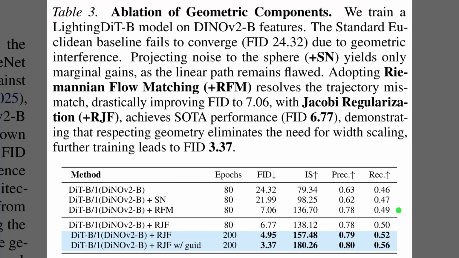Well, Table 3 breaks down exactly which geometric fixes drive those gains through an ablation study. The first two rows show that simply projecting the noise onto the sphere, labeled plus SN, provides only marginal improvement to roughly 22 because the interpolated path still cuts through the manifold interior. The massive jump appears in the third row, where Riemannian flow matching properly curves the trajectory, slashing the FID to 7.06. Finally, adding Jacobi regularization and extended training at the bottom polishes the score to an impressive 3.37.